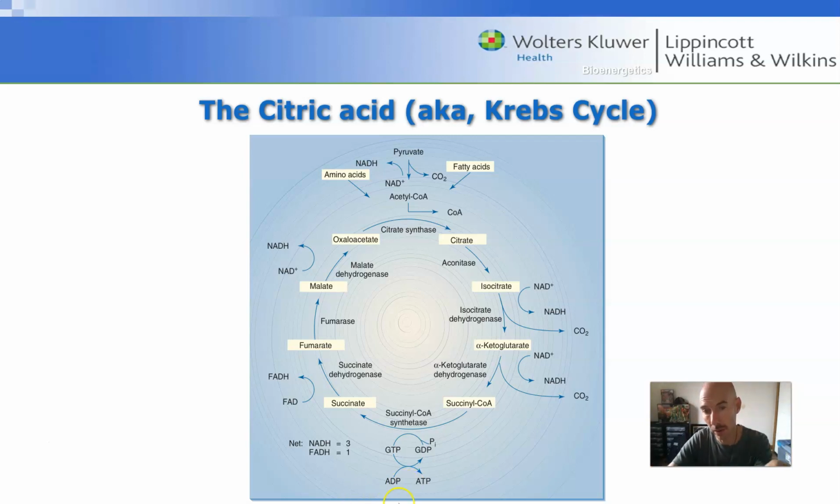One last thing to mention here, the rate limiting enzyme of this cycle is this first dehydrogenase, this isocitrate dehydrogenase. When oxygen is available, this enzyme is stimulated to increase its activity. When oxygen is not available, this enzyme is inhibited and decreases the rate of this cycle. Okay? ADP is a stimulator for this enzyme as well. ATP is an inhibitor, which, why is that? Well, if ATP is available, why would we need to make more, right? So that's kind of how that works.